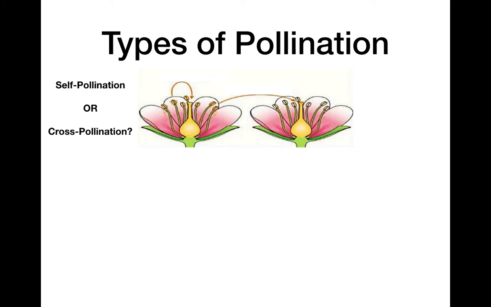Okay, so this pollination process here, which one is which? One of these is self-pollination, one of these is cross-pollination. So take a minute and figure out which one is which.